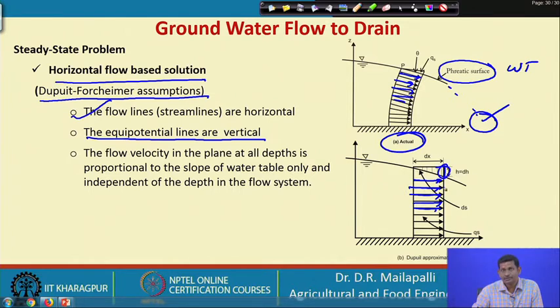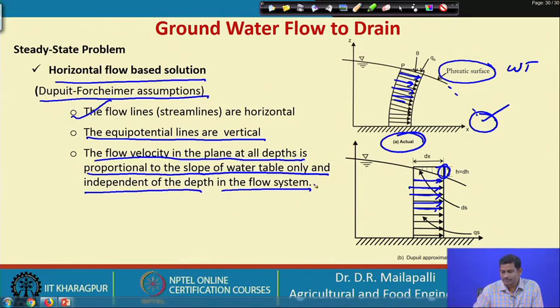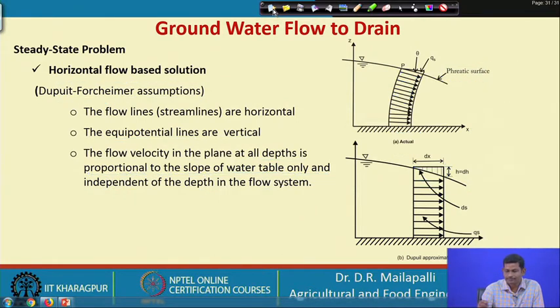So this is the dh, the vertical equipotential lines, and the flow velocity in the plane at all depths is proportional to the slope of the water table only and independent of the depth of the flow system. So the flow which is taking place depends on dh by dx, which is the slope, the slope of the drawdown curve, you can say.